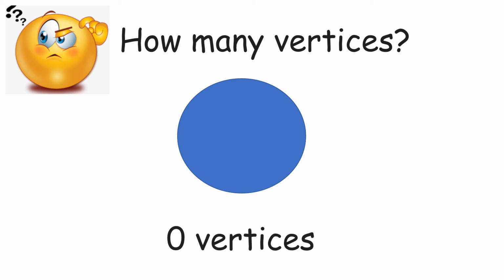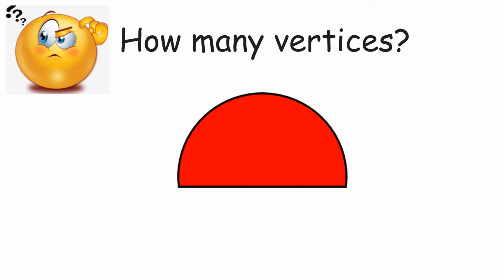How many vertices can you spot on this circle? 0 vertices. Circles don't have any vertices, and that is because circles only have one side. So there can't be any vertices as they only have one side, and we know that a vertex is when 2 sides meet. How many vertices can you spot here on our semicircle? We know that the semicircle has one curved side and one straight side. It also has 2 vertices.